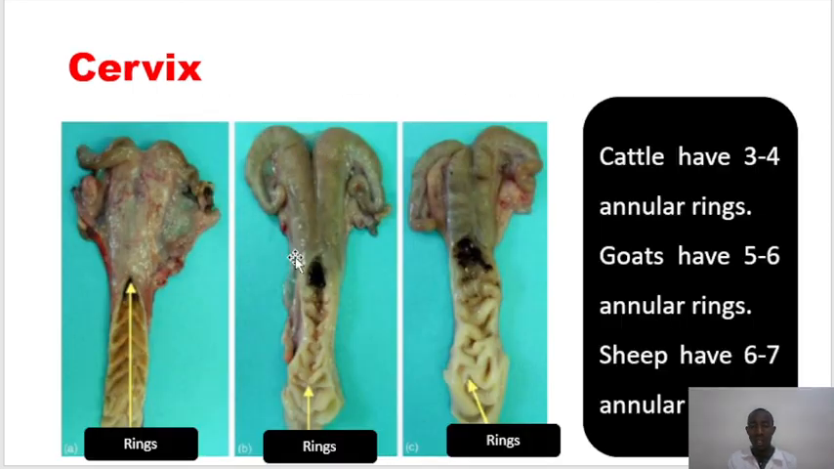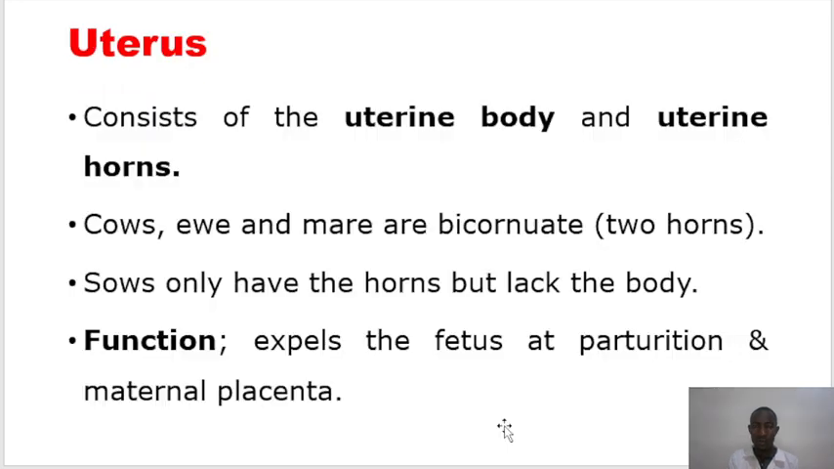This is how the annual rings look like. You can see the foldings and the little foldings. Then in cattle, it's 3 to 4, goats 5 to 6, and sheep it's 6 to 7.